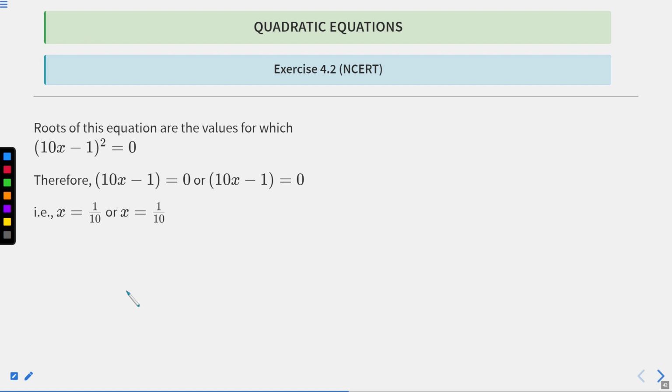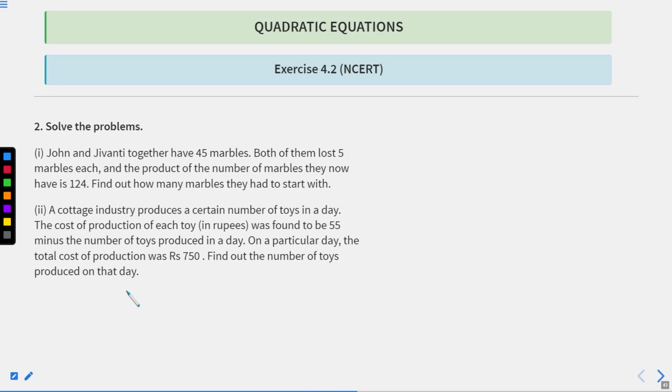So therefore 10x minus 1 is equal to 0, or 10x minus 1 is equal to 0. Therefore the value of x is equal to 1 by 10, or 1 by 10. So the roots of this given quadratic equation are 1 by 10 and 1 by 10. Now let us move to question number 2.